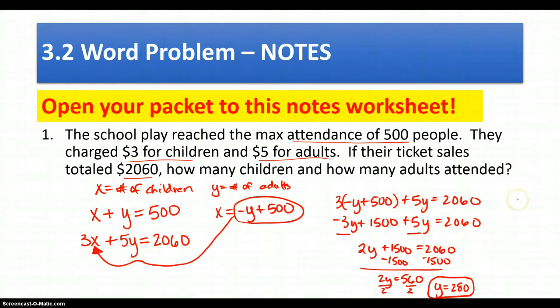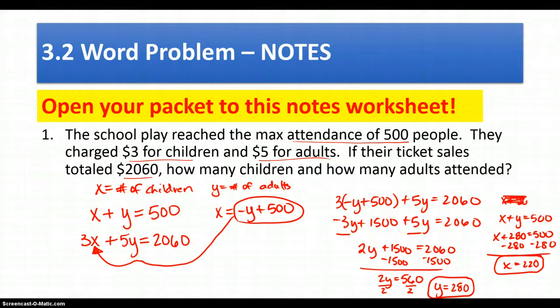Okay, so we need to now find an x value because we have a y value. I'm going to use this original equation, x plus y equals 500. Oops. Just scratch that out. Try that again. x plus y equals 500. And I'm going to put y in there. So x plus 280 equals 500. Subtract 280. And x equals 220.